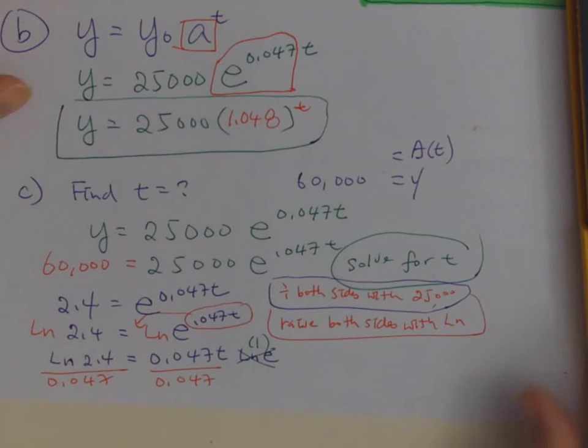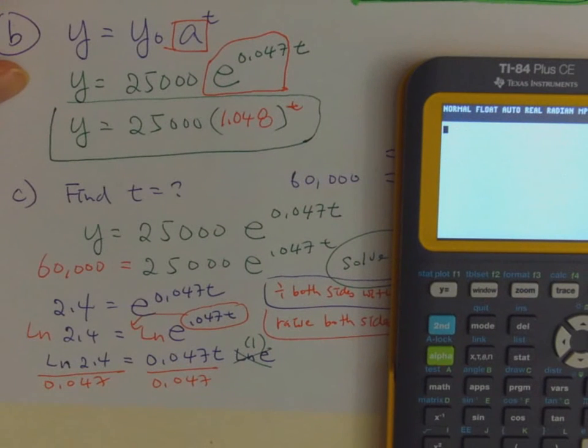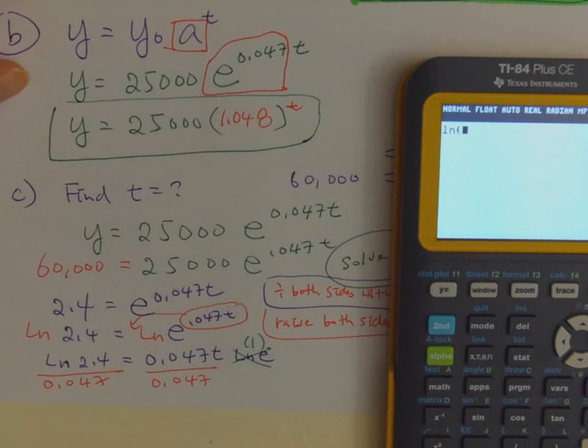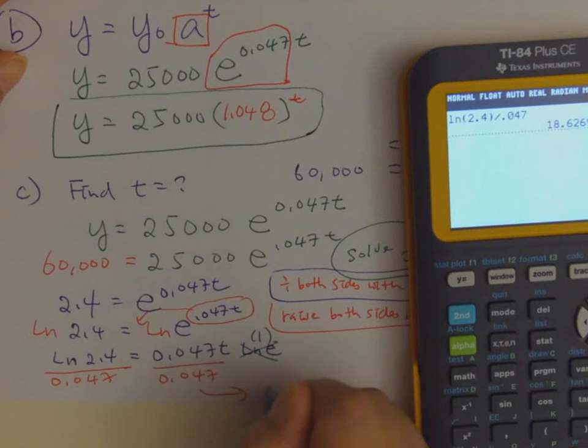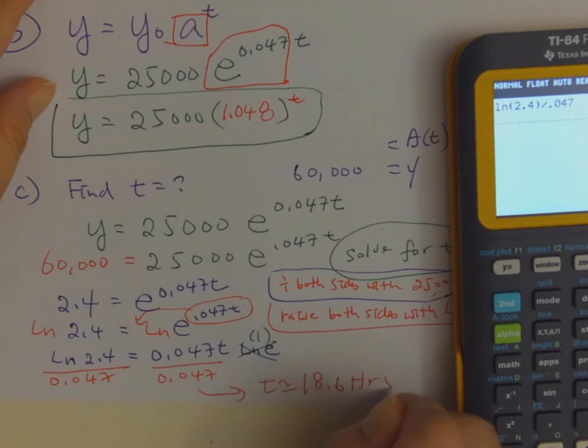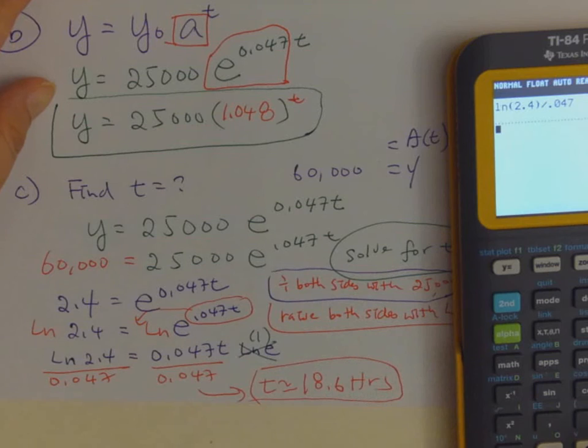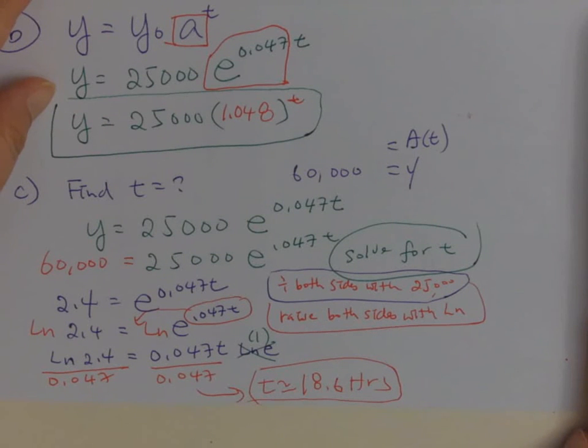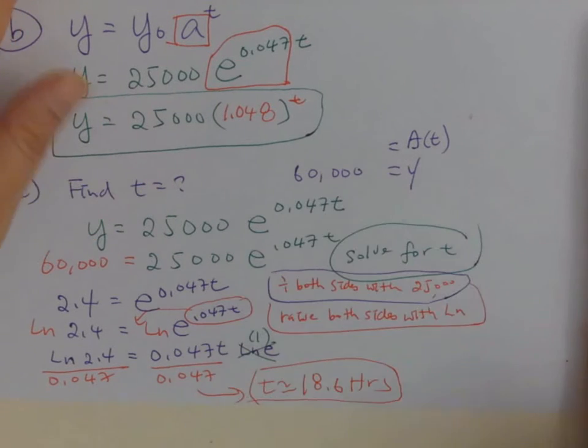0.047. But when you plug into the calculator, be extra careful. You're going to need your ln 2.4, don't forget to close the parenthesis, divided by 0.047. So that would give me t is about 18.6 hours. So this particular question is in hours. So after 18.6 hours, the bacteria will grow from 25,000 to 60,000. All right. So this is C part for number 25.